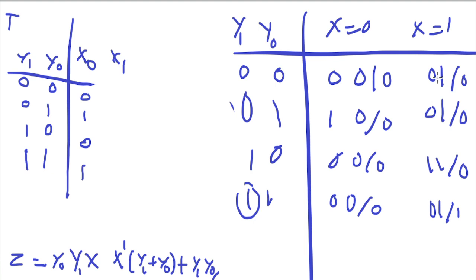0 and 1, that's a change. 1 and 1, no change. 0 and 1, change. 1 and 1, no change. So now we write another K-map for it. This time it's T0s. So T0 equals the K-map.